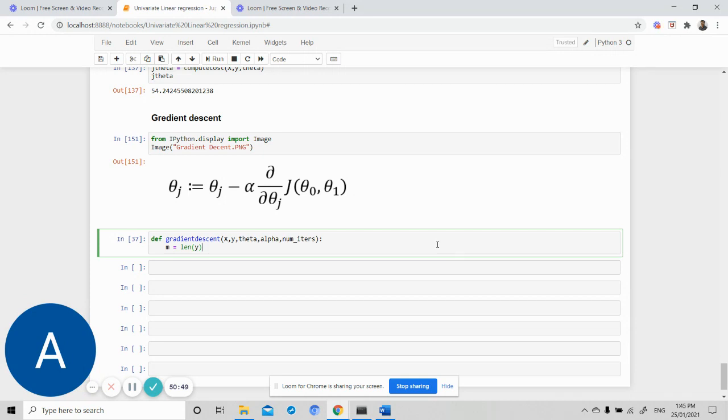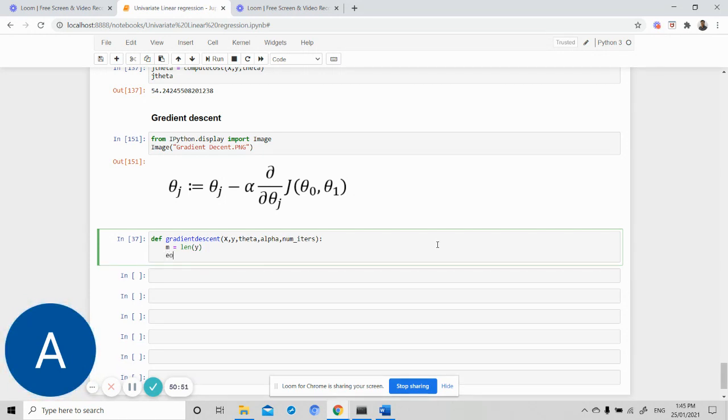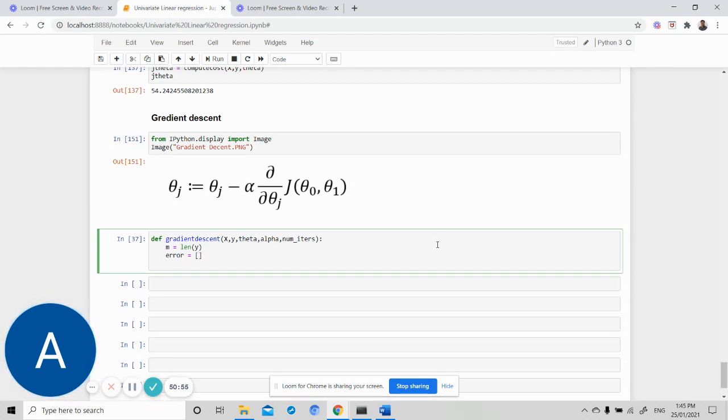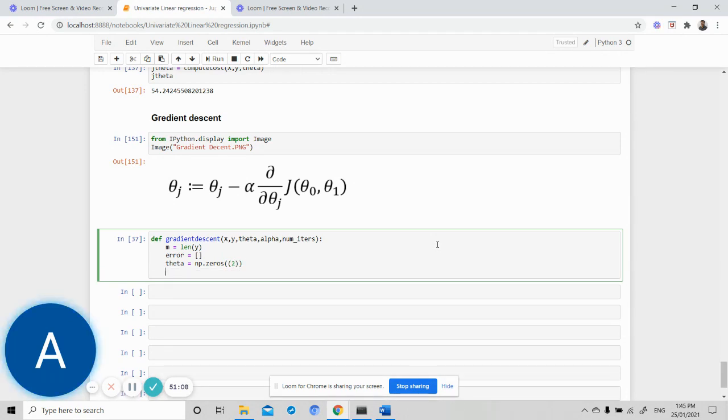Okay, so let's say right now I have created my empty list error, and my theta 0 is 0, and theta 1 is 0. So I will do my iteration. Why we need to do iteration, I will explain that in a minute.